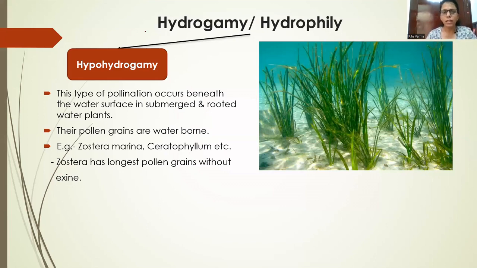In this term, hydro means water. So hydrogamy or hydrophily is the process of pollination in plants with the help of water. Now this hydrogamy or hydrophily is of two types: hypohydrogamy, and the second type is epihydrogamy.